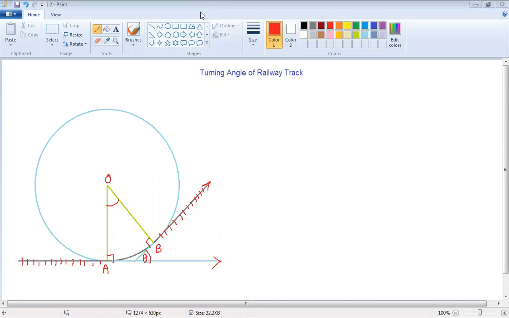Radius is perpendicular to the tangent. These tracks are tangent to the circle, and these are the radii. Here the radius is perpendicular to tangent. Here radius is also perpendicular to tangent. Is that clear?